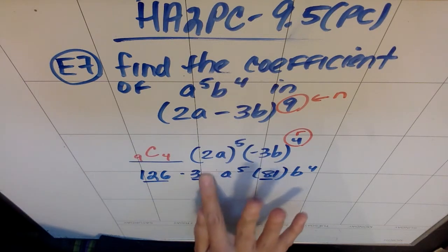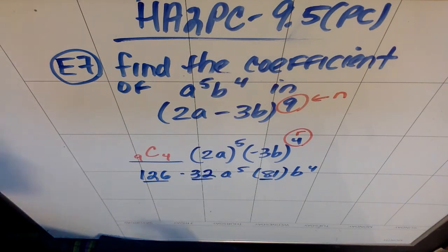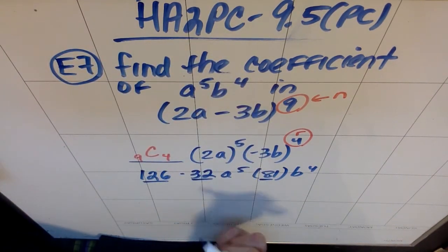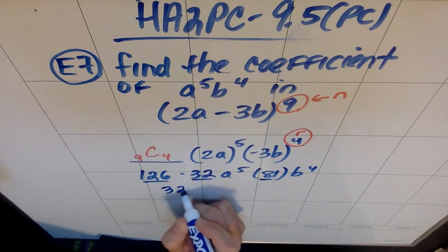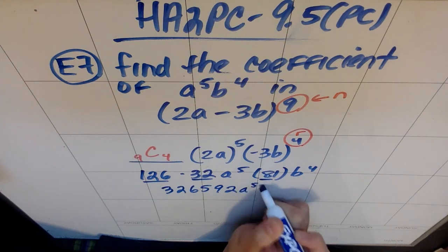Oh, it's not a 35, guys, it's a 32. Come on, brain. Times a 32. I was wondering where I got a 5 from. Times a 32. Times a positive 81 because it was to an even power, and I get this lovely number right here. So it turns out that my coefficient is 326592, a to the fifth, b to the fourth.